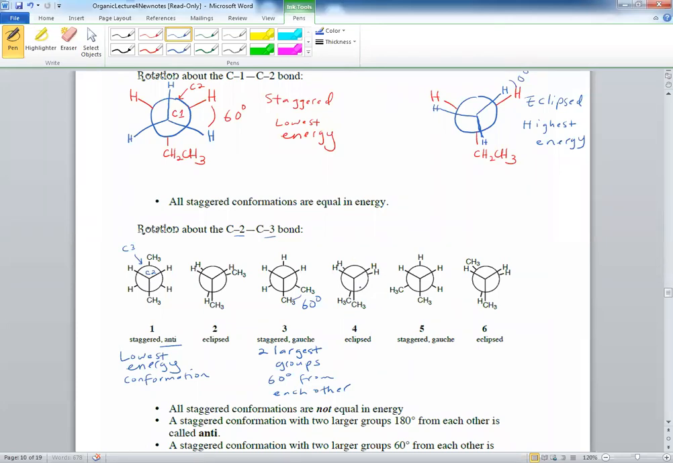Now, the worst one is when they are eclipsing each other. This one is the highest in energy. But we need to understand why this is more or higher in energy than simply another eclipse. You probably guessed it that these two large groups are simply too close to each other, or they're eclipsing each other. So here, this is the highest energy conformation.